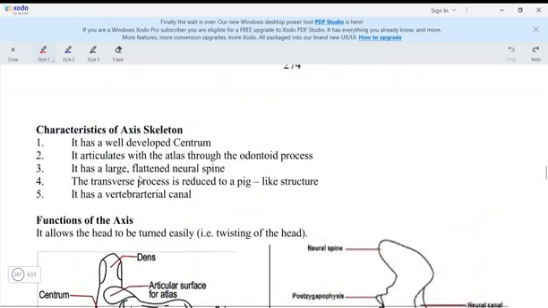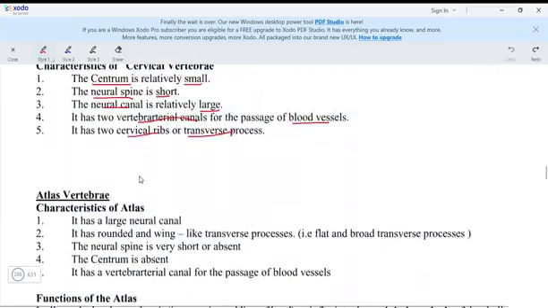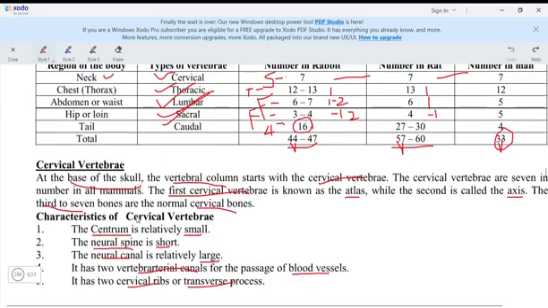So just take note of the first thing we have said about the atlas, that they have centrum that is small. Then the neural spine, we said, is short, or let me just be using the drawing here. So this is the short neural spine of the cervical vertebra. So then this is the neural spine. Anything that is pointing up is the spine, so it's short. The neural spine is short. Then the centrum, so centrum is always here, so is relatively small, though not that small, so but we still have it in this form.